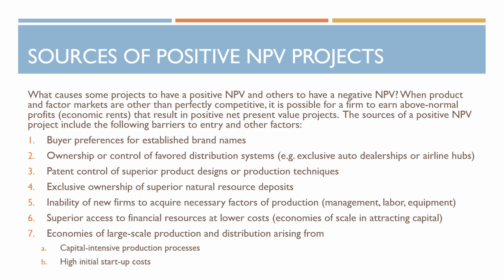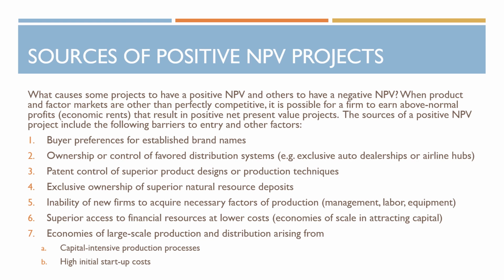Number three, patent control, or any specific production techniques or technology designs that are not easy to replicate. Exclusive ownership of superior natural resources. For example, if some company owns a gold mine, then obviously this company might have a better hand to mark up its prices in the market. Inability of new firms to acquire necessary factors of production, for example, management, labor, equipment, and superior access to financial resources at a lower cost.